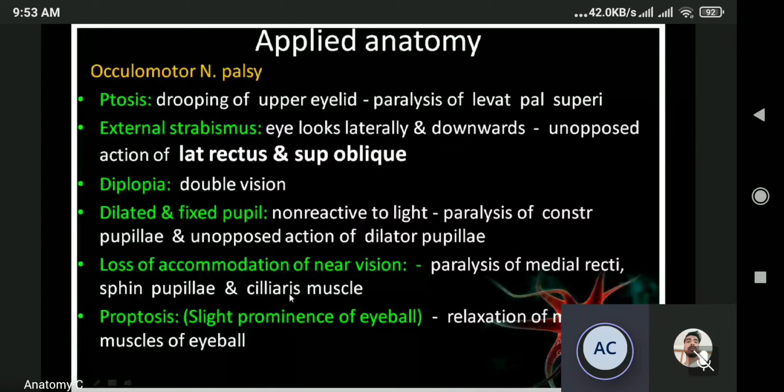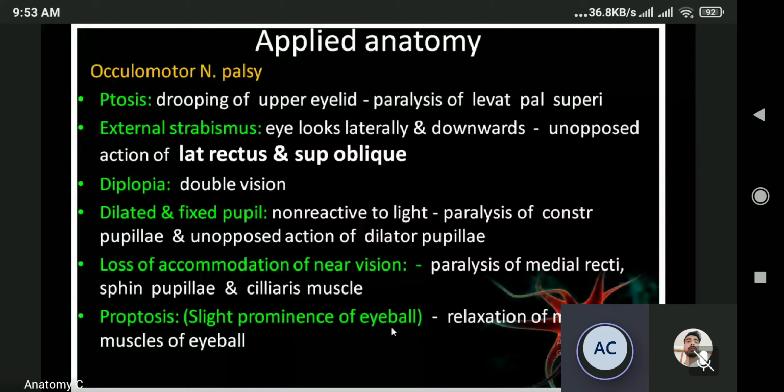Now, next one is proptosis, prominence of the eyeball, because most of the muscles of the eye are paralyzed. That's why there is relaxation. As a result, the eye will come slightly anteriorly. That is known as proptosis. So these are the applied aspects of the oculomotor nerve.